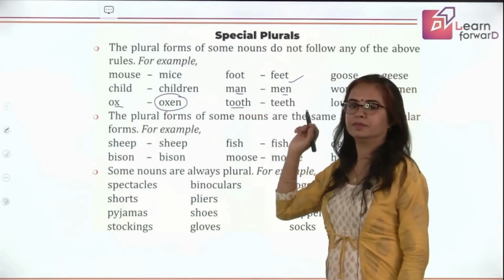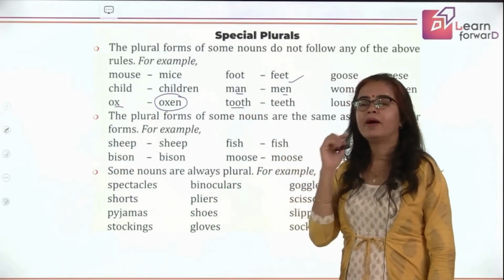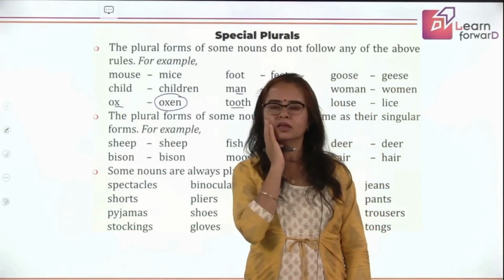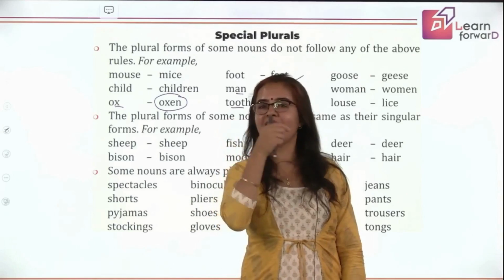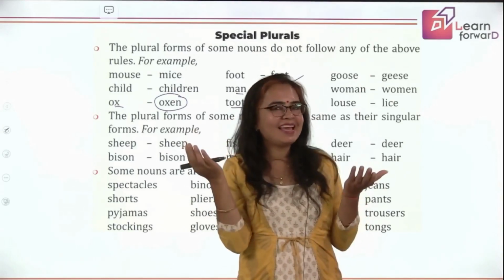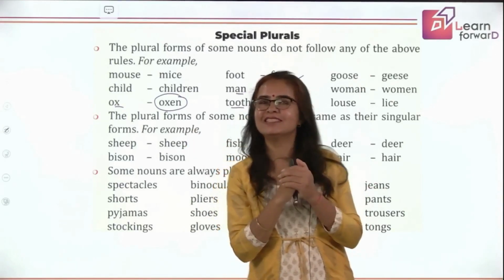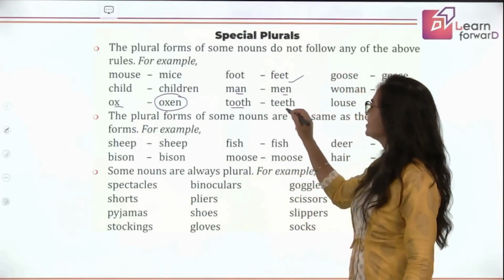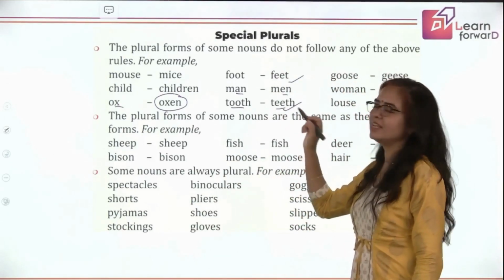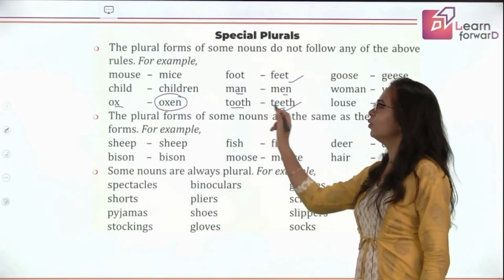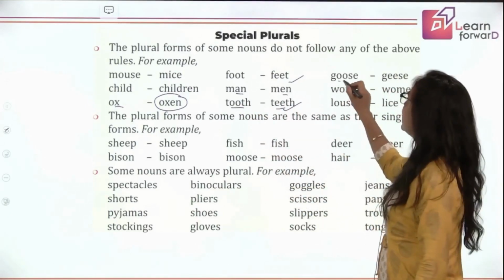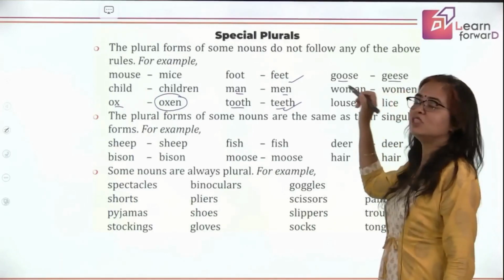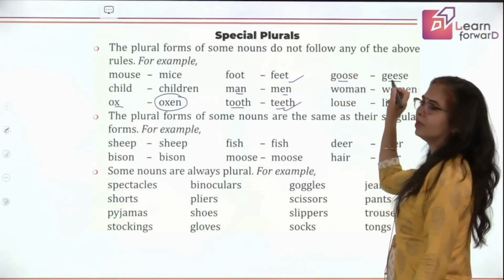Tooth. My tooth is paining. I have a toothache. But we brush our teeth. So the plural of tooth is teeth. Excellent. So we just change these vowels. Double O turns to double E. Goose. Same. Geese. We change the inner vowel double O to double E.